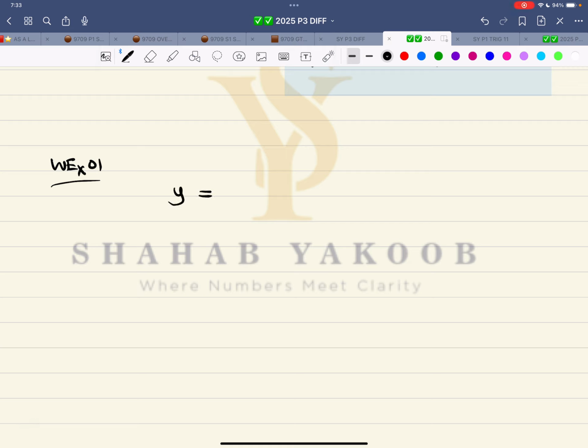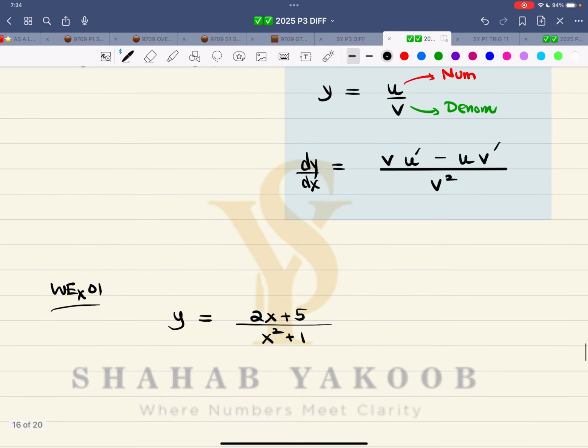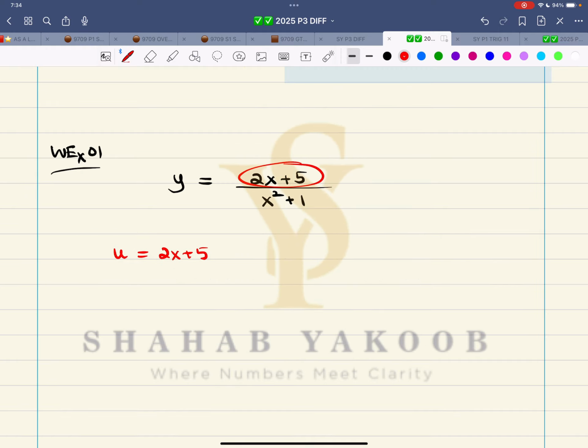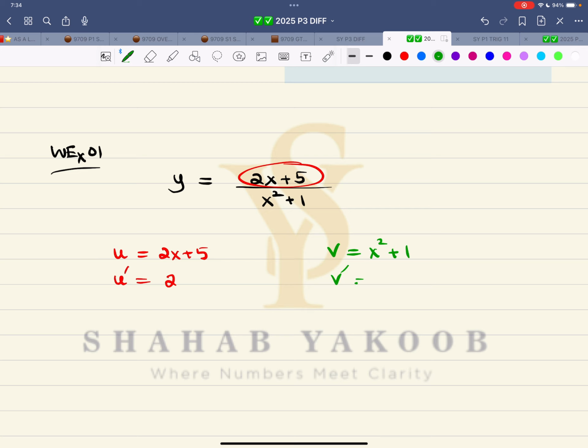Example, y is equals to 2x plus 5 over x square plus 1. So now there is red and green. So let me use this thing in red. So u is 2x plus 5. And over here, we have the other thing, u prime. First differentiate, that is 2. And then v is x square plus 1 and v prime is 2x. Now let's get started with v and draw an arrow like this.